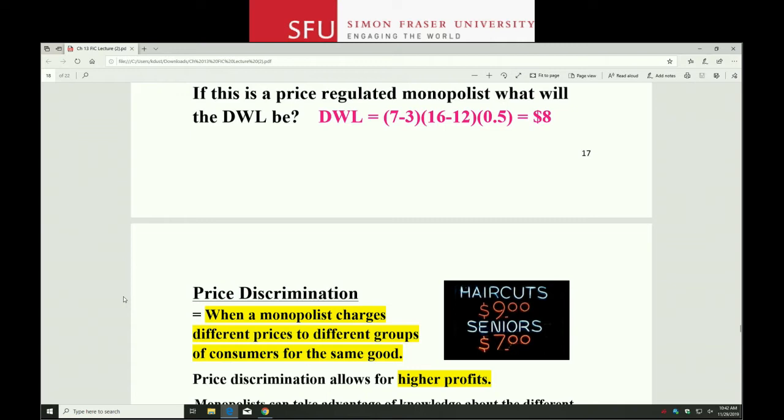All right, so price discrimination is when a monopolist charges different prices to different groups of consumers.